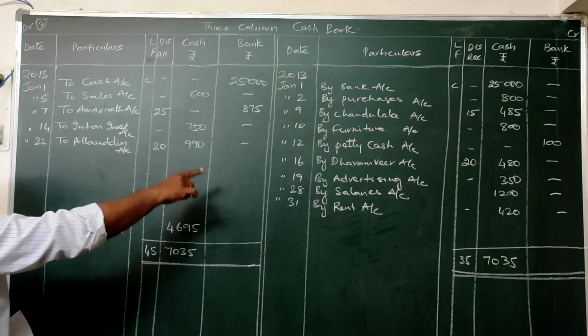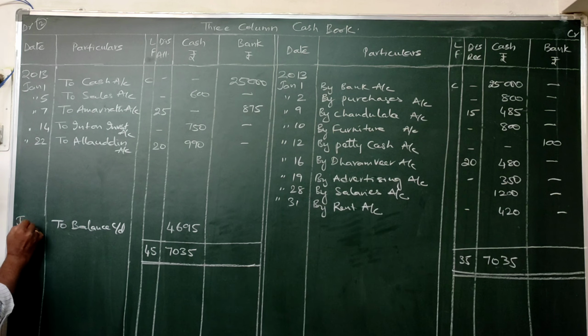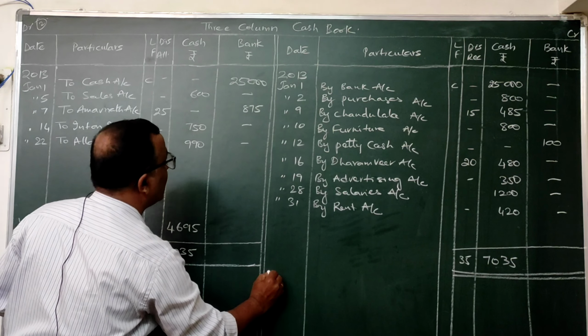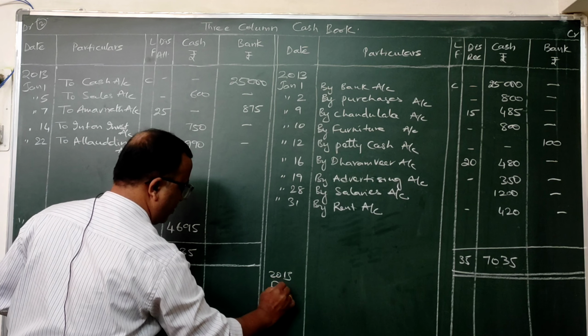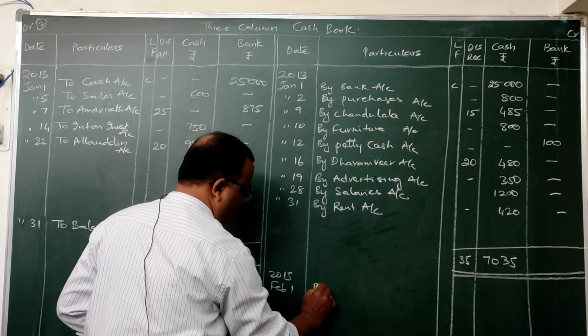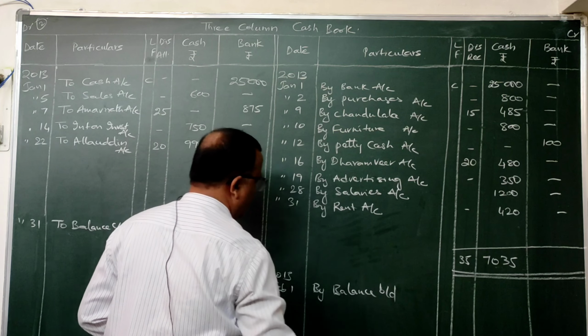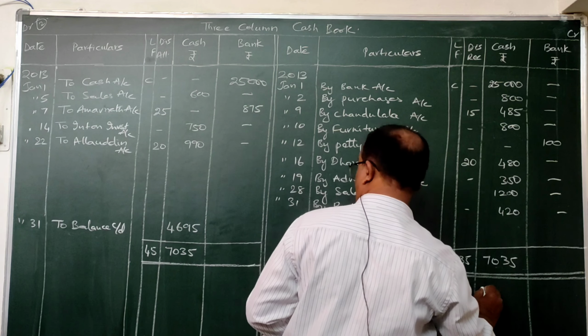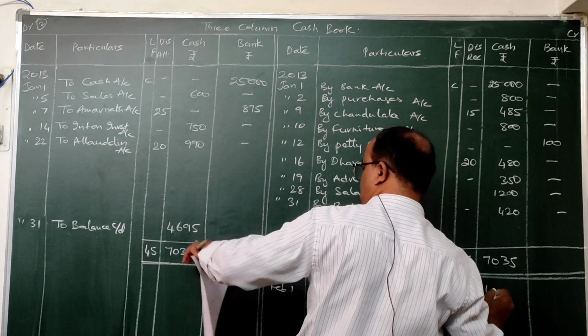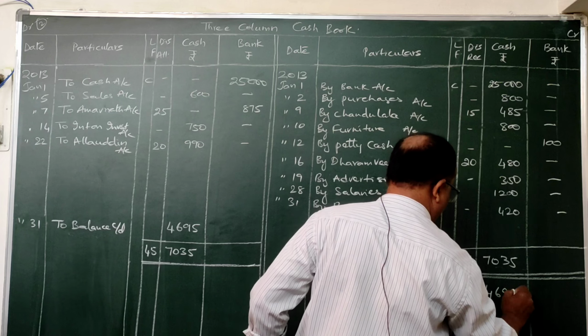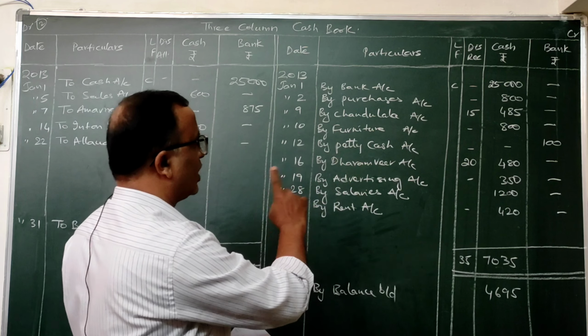This is on the last day of January, on January 31st only. Because this is January month only, it will become, in the month of February 1st, 2013, by balance brought down, 4695. This amount 4695.